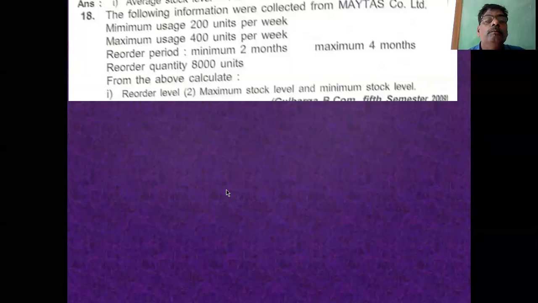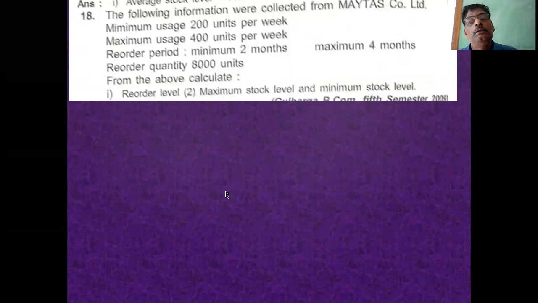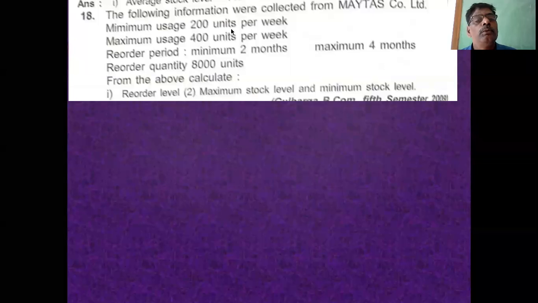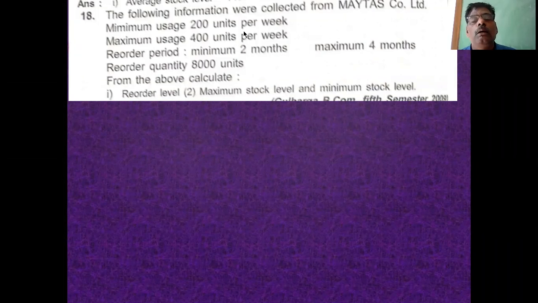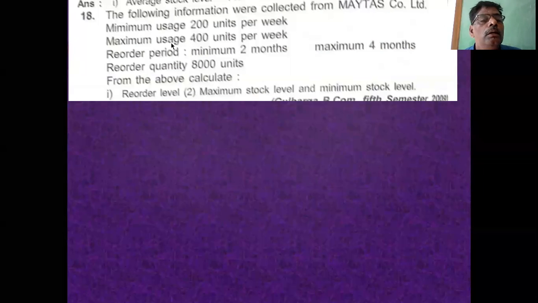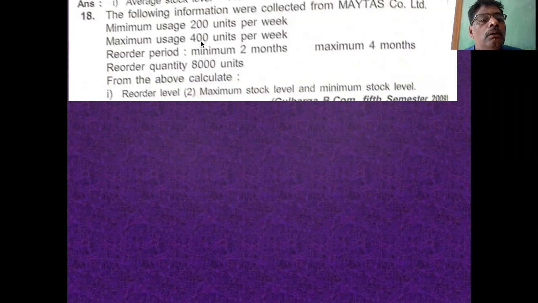Okay, it is a net problem. Yes, 200 consumption is per week. What is the consumption for a month? In a month, there are 4 weeks. 200 per week for 4 weeks is 800 units. Then what is the maximum consumption for the month? 1,600 units. Are you getting my point?